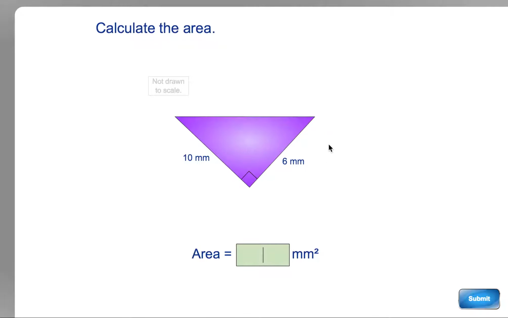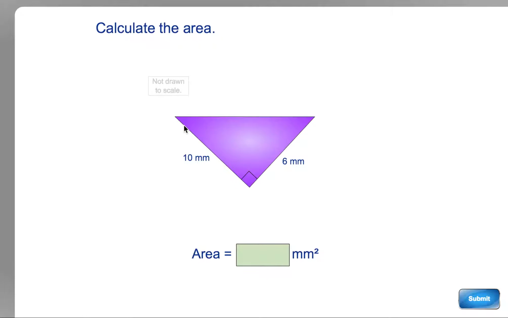Area of triangles builds on your understanding of area of rectangles. If you haven't done area of squares and rectangles yet, make sure you've done those first. In areas of triangles, you need to think about every triangle as being half of a rectangle.